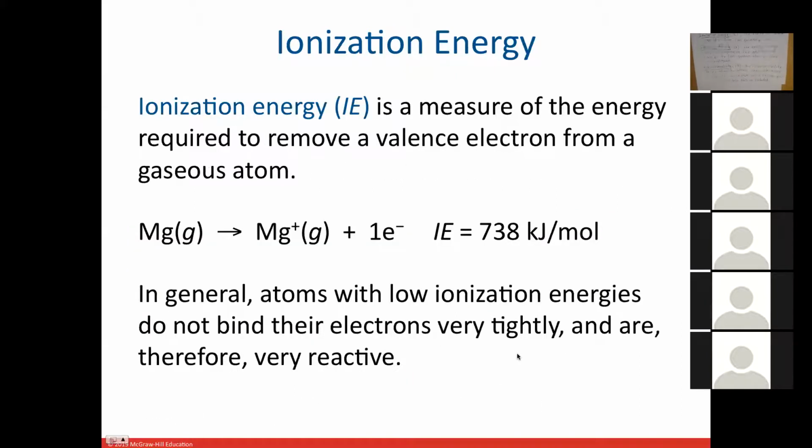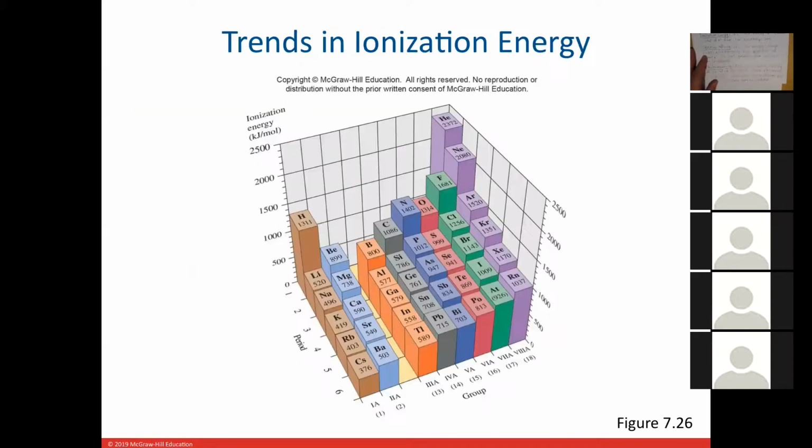Okay. We mentioned ionization energy, and we wrote it down. Ionization energy is a measure of the energy required to remove a valence electron from a gaseous atom, specifically 1 mole from 1 mole. So I take an atom and put it in the gas state and then measure the energy change when it loses an electron. Metals will have low ionization energy and non-metals will have higher ionization energies. And that follows that same trend.